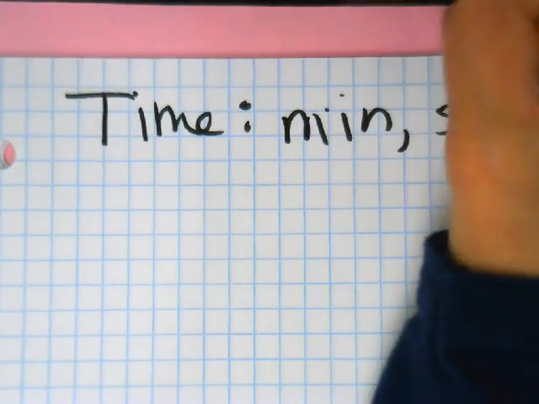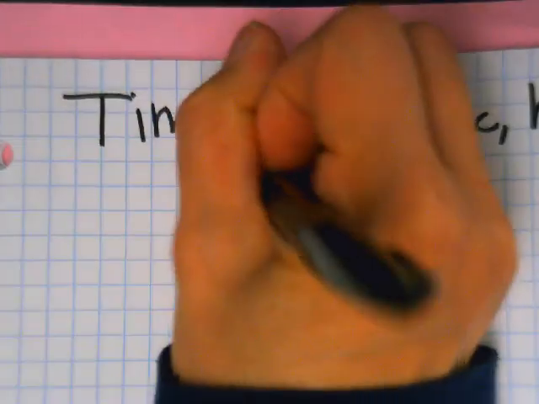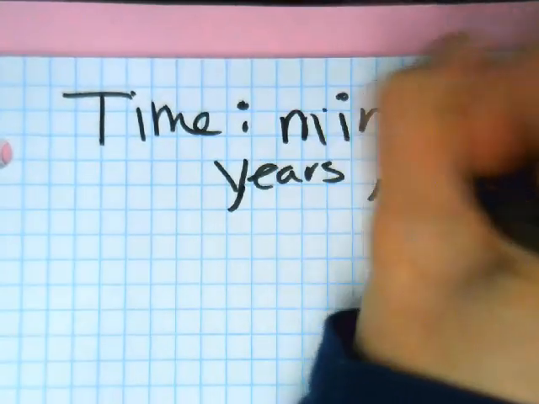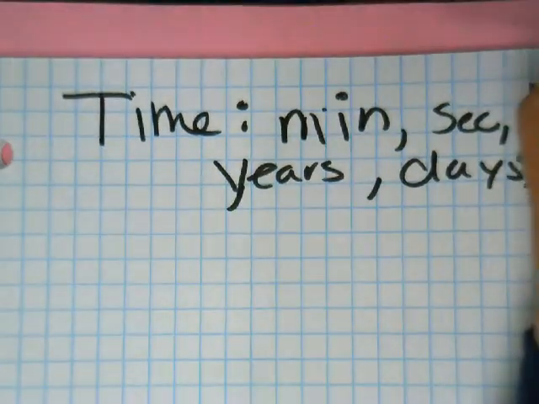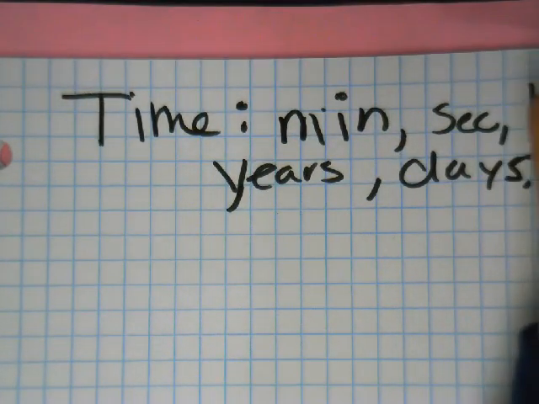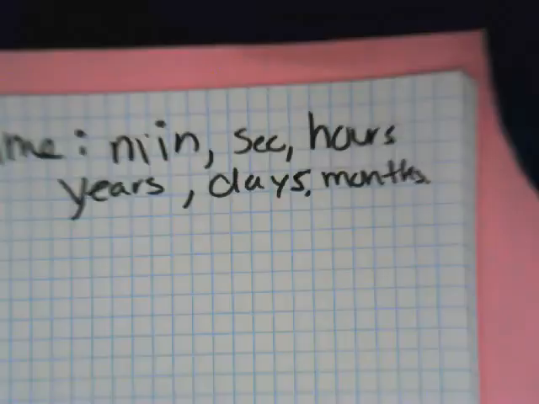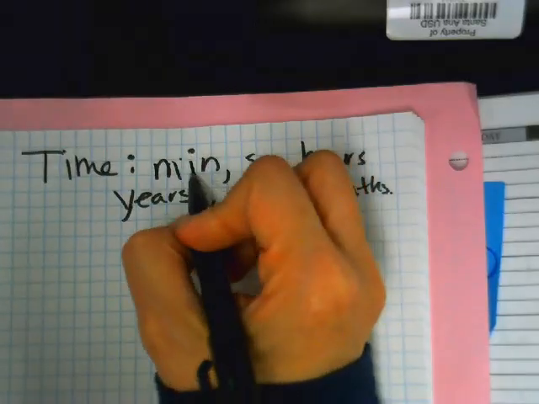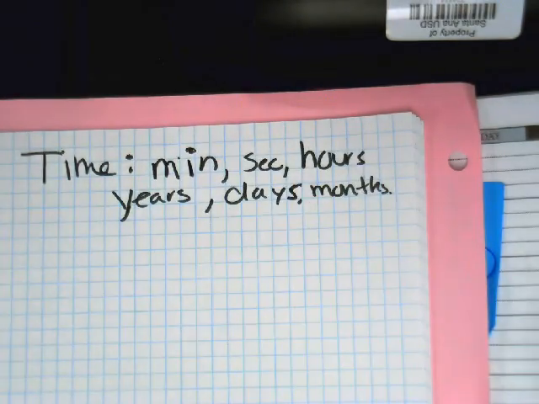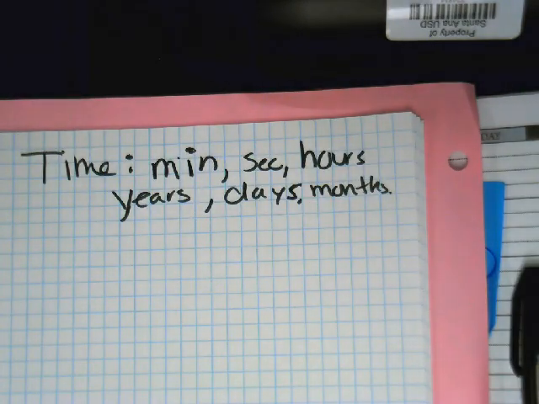What are the units for time? What units do I use for time? Minutes. Seconds. Hours. Seconds, hours, years, milliseconds, days, centuries, months, weeks, decades. There's a lot, right? Minutes, seconds, hours.